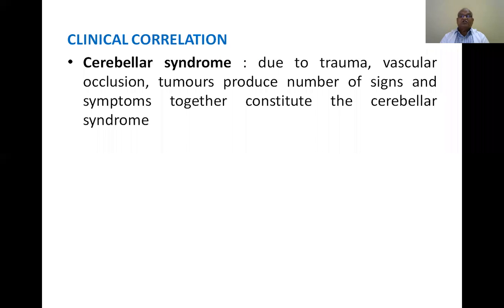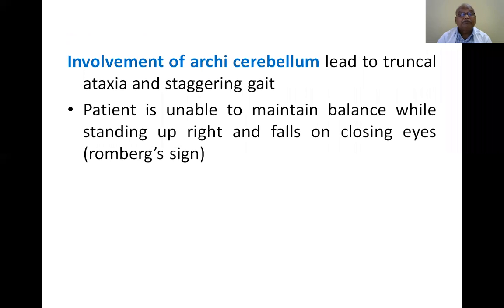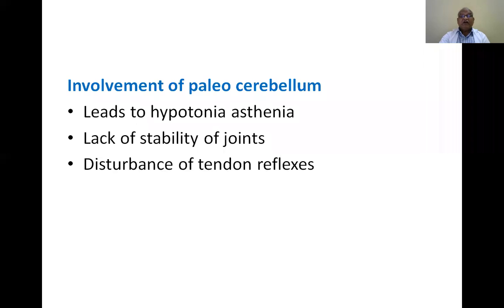Clinical syndrome: cerebellar syndrome, due to trauma, vascular occlusion, or tumors, produces a number of signs and symptoms which together constitute the cerebellar syndrome. Involvement of the archicerebellum leads to truncal ataxia and staggering gait. The patient is unable to maintain balance while standing upright and falls on closing the eyes. If you fall when you close your eyes, that is called Romberg's sign. Involvement of the paleocerebellum leads to hypotonia, asthenia, lack of stability of joints, and disturbance of tendon reflexes.